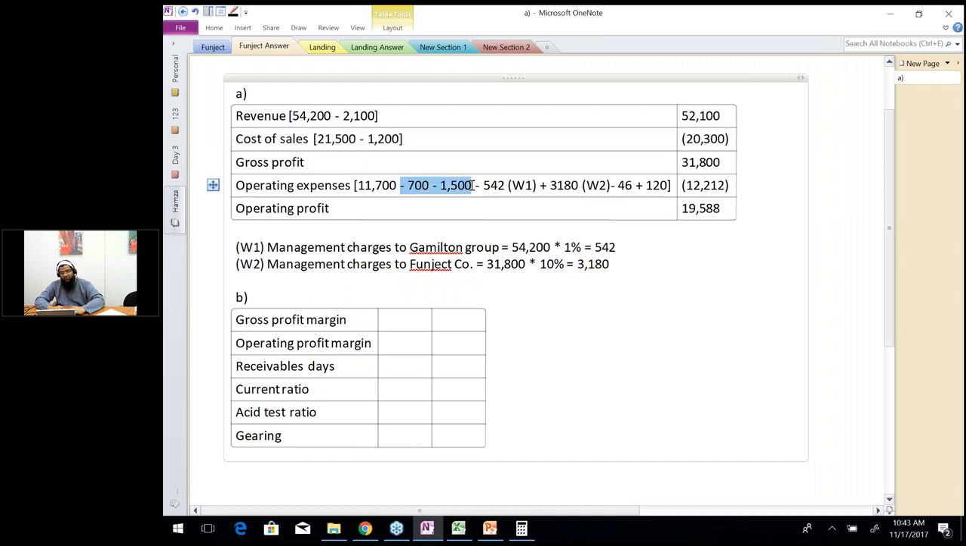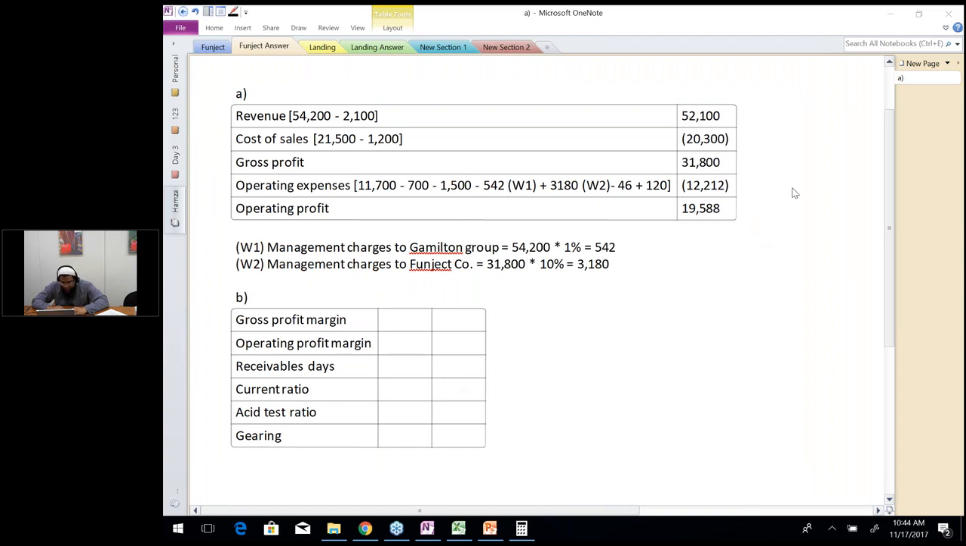And the loss on disposal of that business is 1500. So obviously that loss would also not be there every year. So we are also removing that. And then 542 is the management charges charged by the Gamilton Group. So once we have acquired the aspect company, we are not required to pay any management charges to the Gamilton Group. So these costs are all included in the operating expenses, but will not be there once we acquire the company. Once we acquire the company, these values will not be there during the next year.